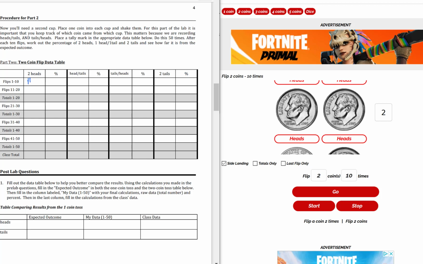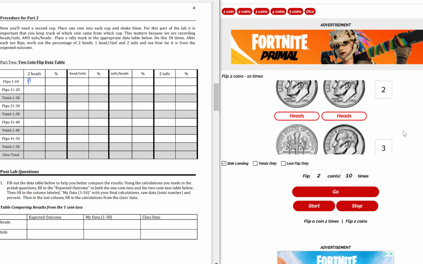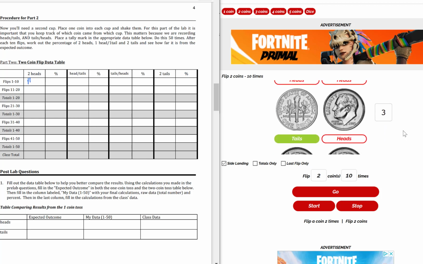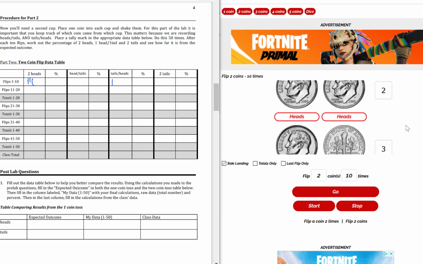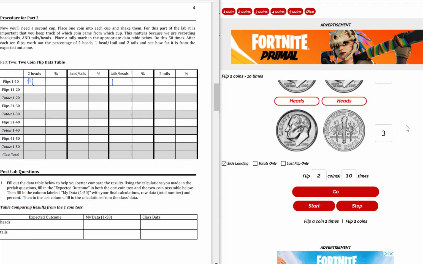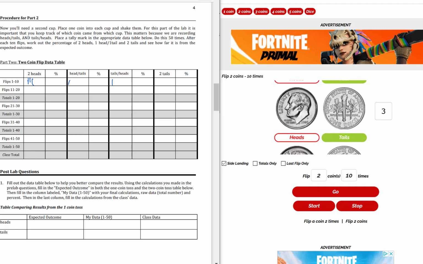Again, I'm just tallying up on my chart. And then we have tail, head. So tail, head, that's that third column. So you put a little mark in there. And then we have head, head again. So you're going to put a little mark in there. And then we got head, tails, so then we're going to put a little mark in there. And then we have head, tails again. So we're going to put a mark in there.